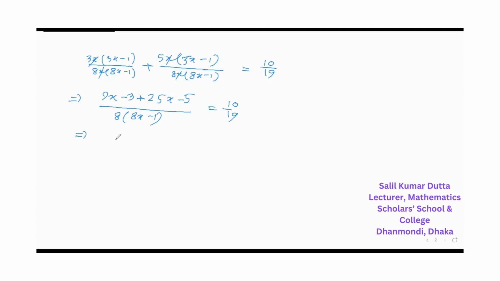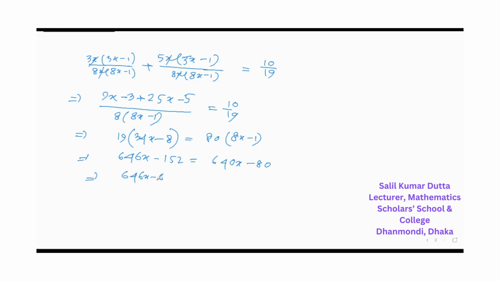Now we can use cross multiplication. Here 19 multiplied by 34x minus 8 equals 10 multiplied by 8x minus 1. 19 times 34 means 646. So 646x minus 152 equals 80x minus 10.